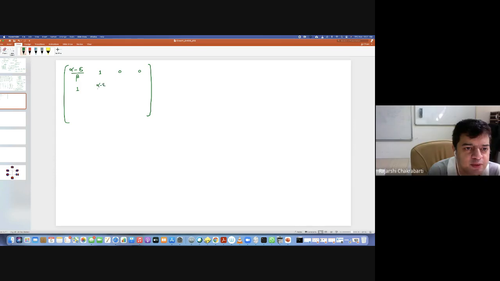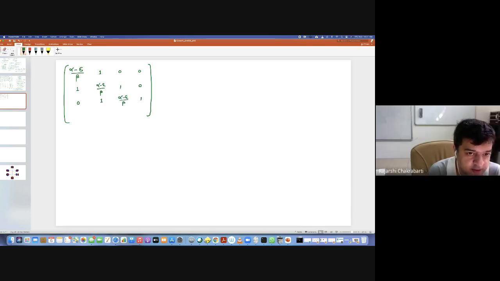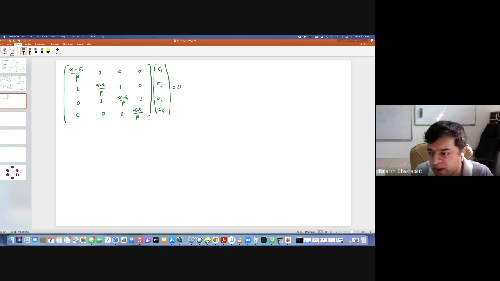Yes, all the diagonal terms are like this. What about this one? There is 1. 1, then 0, 0, 0. What about this? 0, 0, 0. This is 1. This is alpha minus E by beta. This is 1. This one 0, 0. This is 1. Because if you multiply 0 with 1 by beta, it will be 0 on your right.